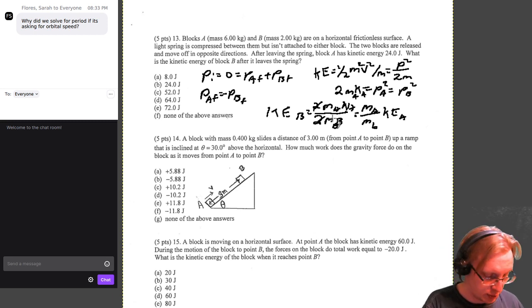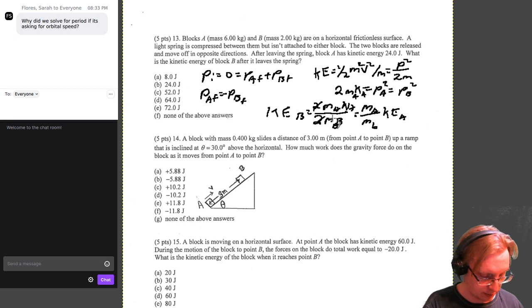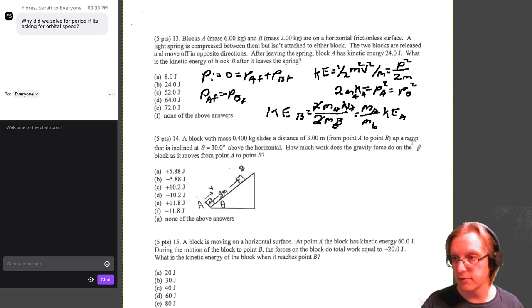That's probably way too much work and way too much thought. Anyways, 6 divided by 2 is 3, times 24. 3 times 24 is 72.